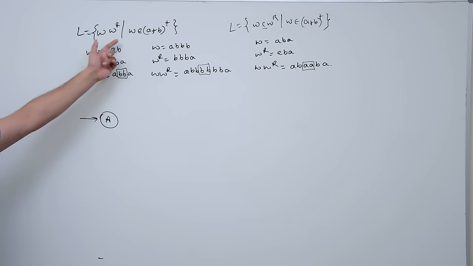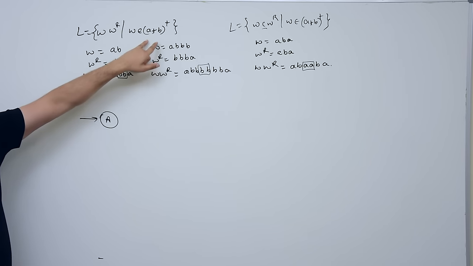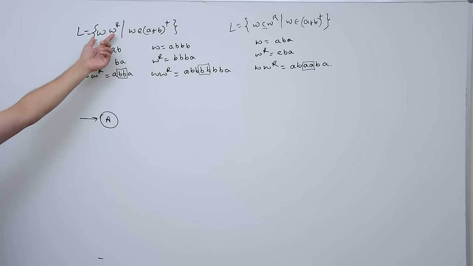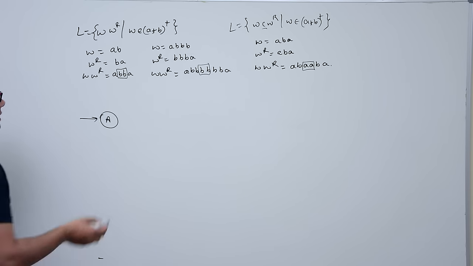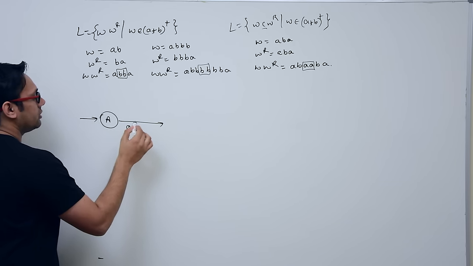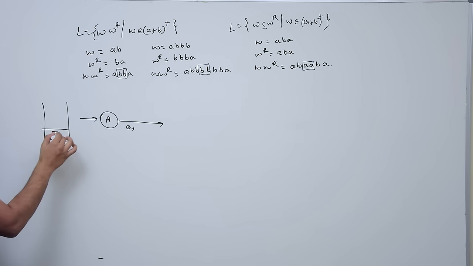The length of the string should be at least 2. Why? Because W can be of length at least 1, so WR will also be of length at least 1. So it should be at least 2 in total. Right. So initially you can get an A. Then this is a stack. The stack will be containing Z0.